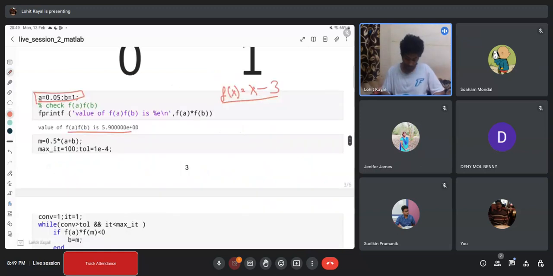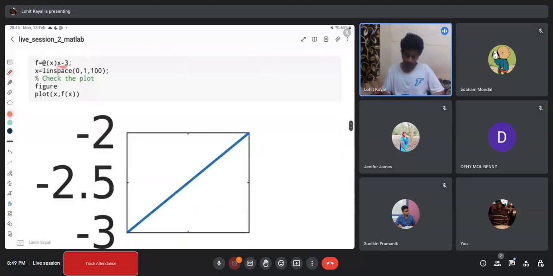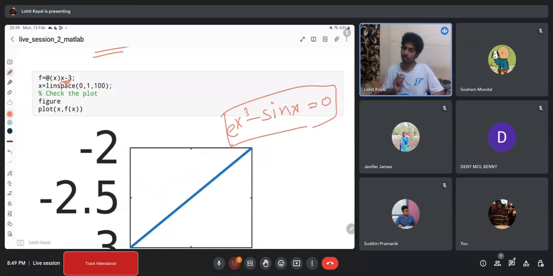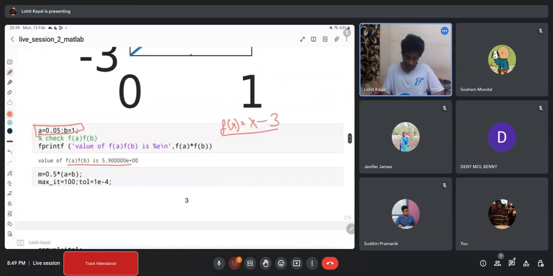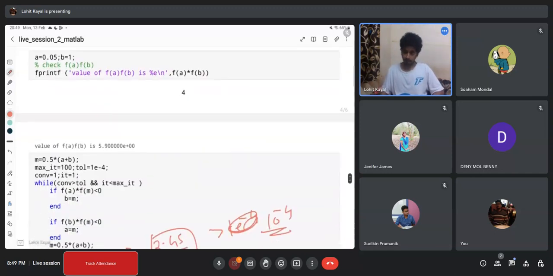There may not be any analytical expression for something like this, x cube minus sine x. Suppose e to the power x cube minus sine x equal to 0. If I try to find the root using the bisection method, I will definitely be able to get that. But analytically, I am not sure.